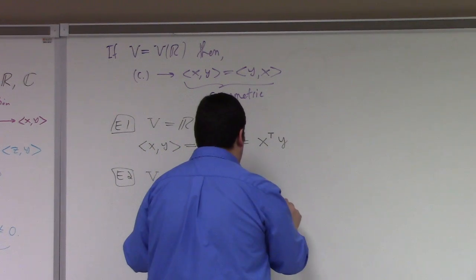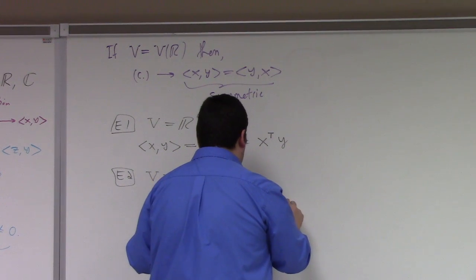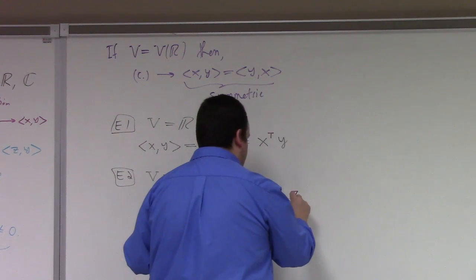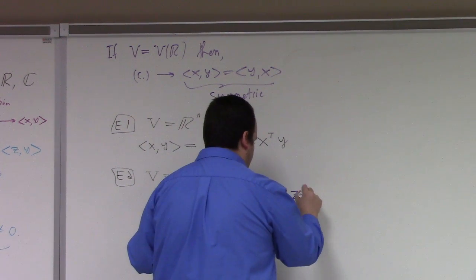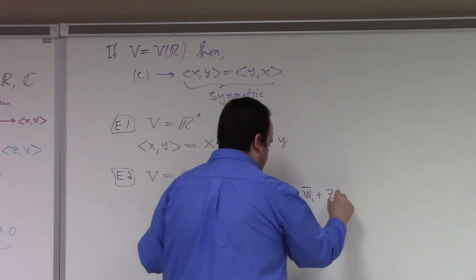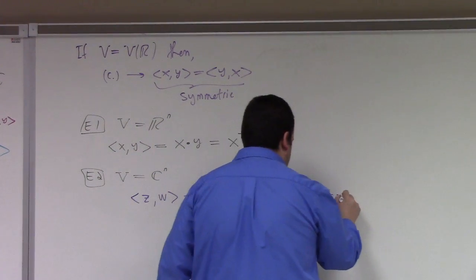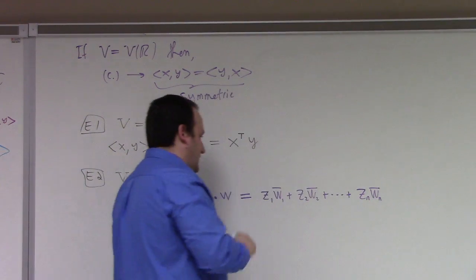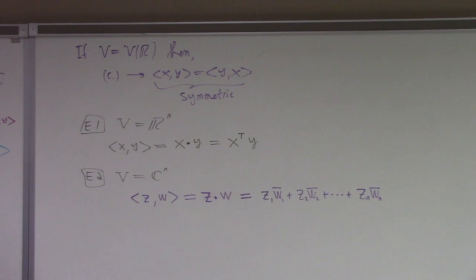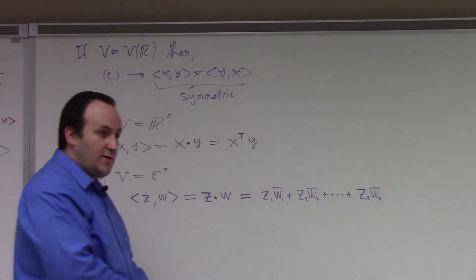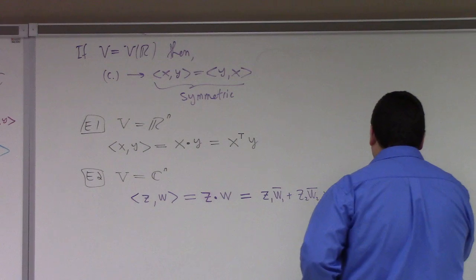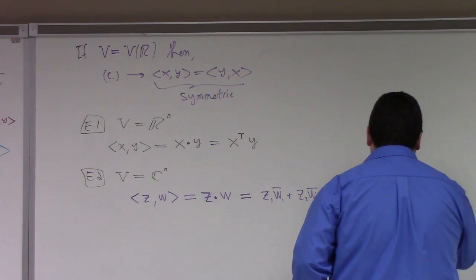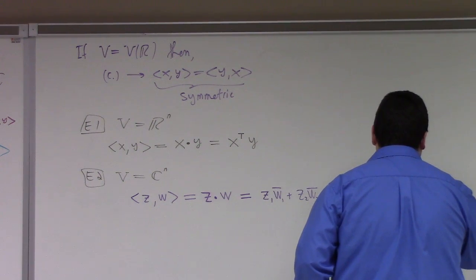So there's a couple different formulas for this. Here I'll write one out in gory detail. It's z1 w1 bar plus z2 w2 bar plus and so on, plus zn wn bar, where these are complex conjugates. Can you guys tell me how to rewrite that as a column matrix multiplication? I mean a row column multiplication? Here's one obvious one. We could do z transpose times w conjugate, right?